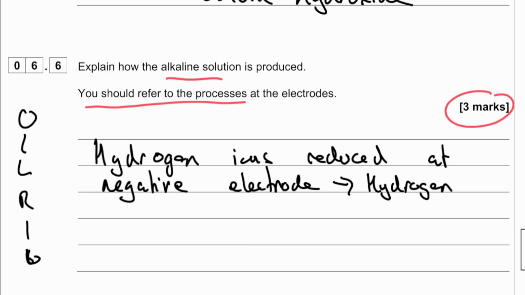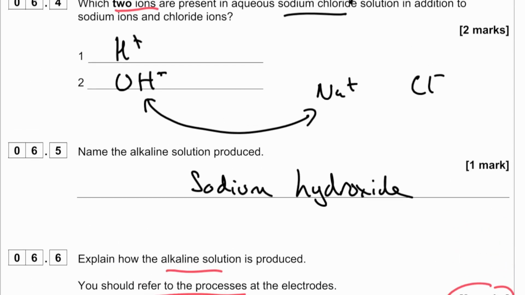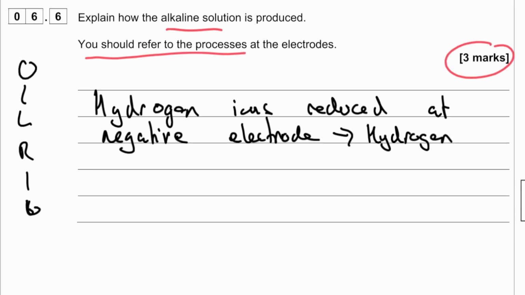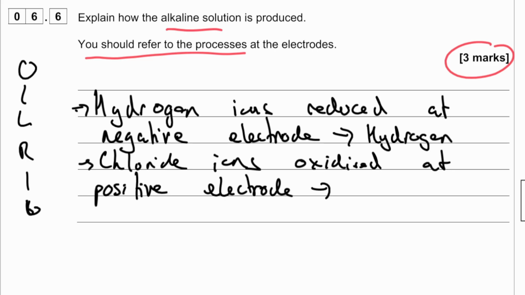What happens at the positive electrode? Well, the two negative ions we've got are chloride and the hydroxide. And remember, we know that sodium hydroxide is left. So we expect the chloride ions to be removed from the solution. So we know that the chloride ions are going to be oxidized, because remember, they lose electrons. If they lose electrons, we call it oxidation. The chloride ions are oxidized at the positive electrode and they form chlorine.